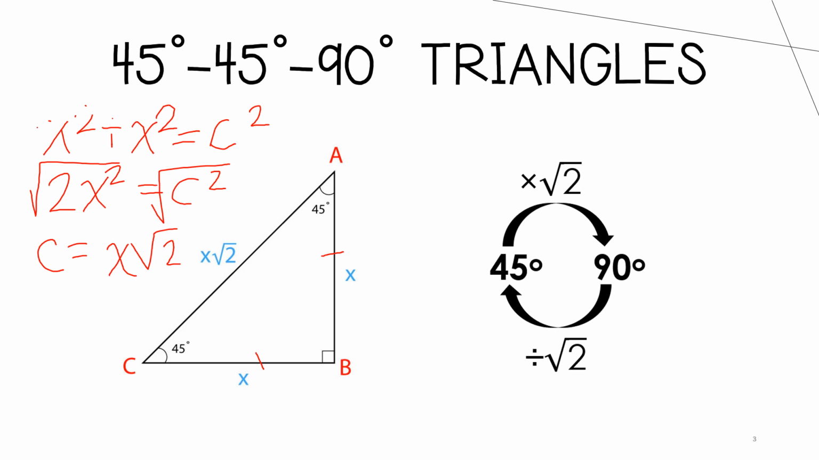For these special right triangles, we are going to leave them in simplest exact form, so we are not going to get the decimal value for these sides. So in a nutshell, if you have the legs, those are across from the 45 degree angle, then to find the hypotenuse, you're going to multiply by the square root of 2. However, if you have the hypotenuse, which is across from the 90 degree angle, and you want to find the legs, you're going to divide by the square root of 2.